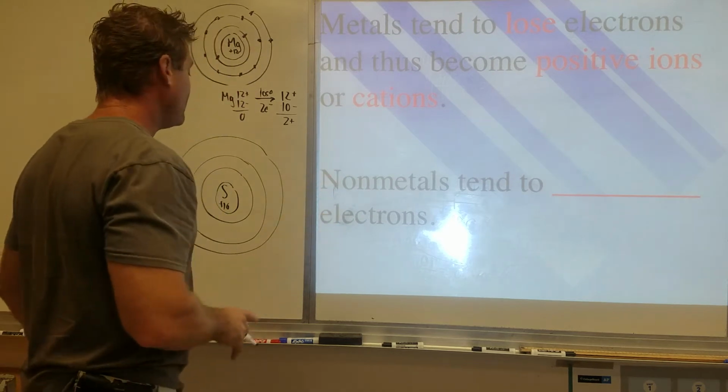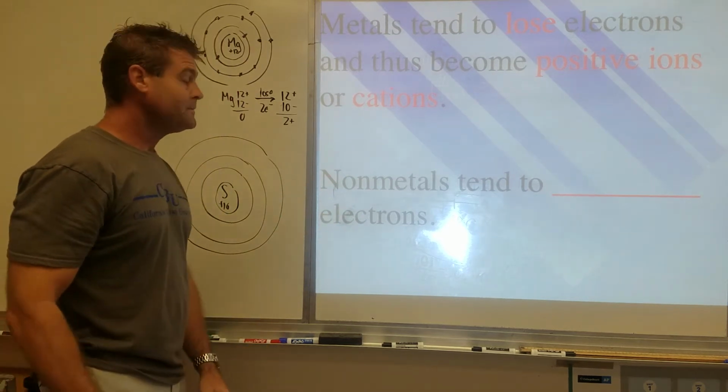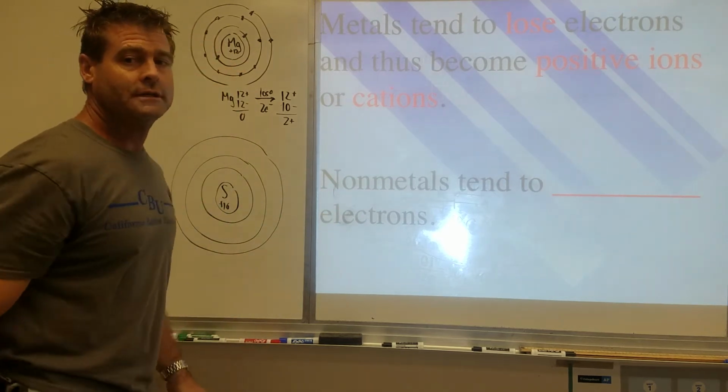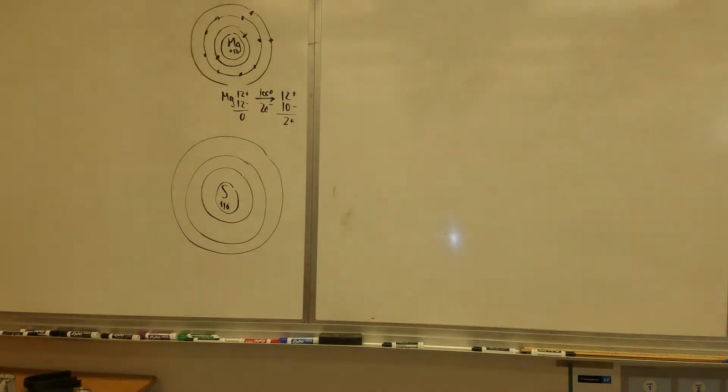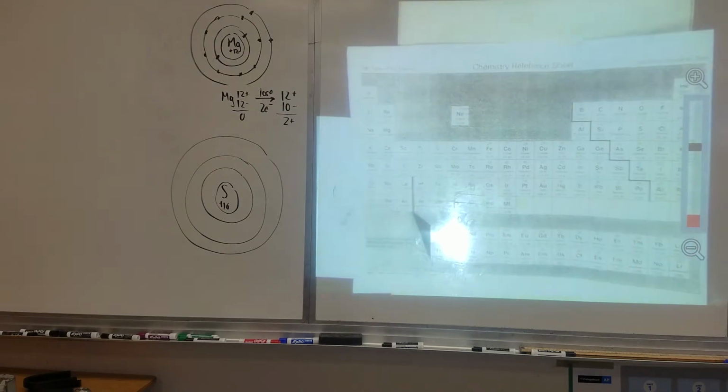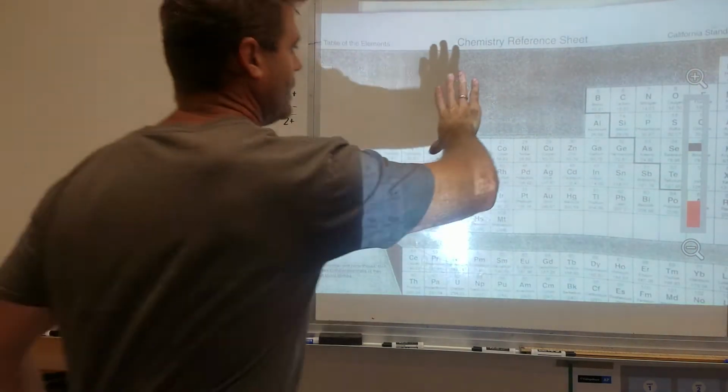Okay, now with a nonmetal, nonmetals tend to, okay, you guys are going to do sulfur. Here, I'll just show you so you can do it with me. Sulfur would be an example of a nonmetal. You remember where the nonmetals are located? Nonmetals are located on the right side.